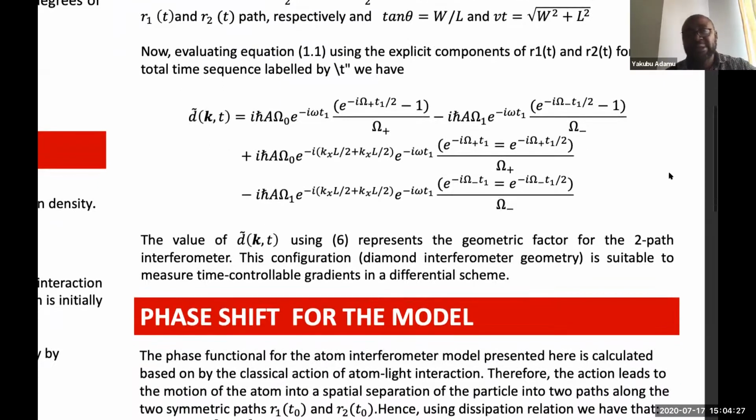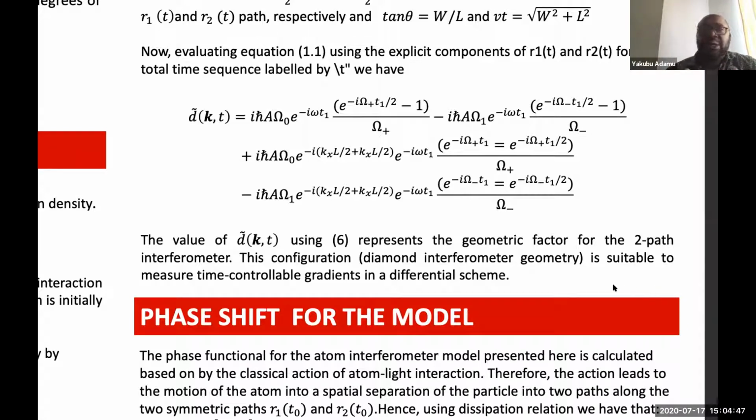Now the value here, using equation 6, although I did not tag it, represents the geometric factor for the two-part interferometer. This configuration is actually suitable for time controllable gradient in a differential scheme.